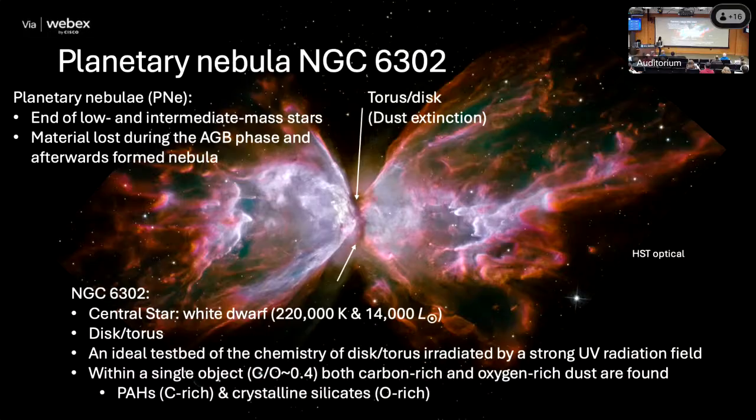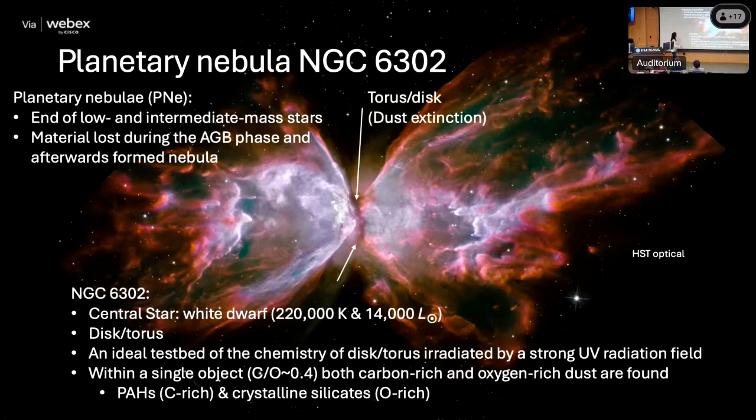So NGC 6302, that is our target. The central star is a white dwarf, and the temperature is about 200,000 Kelvin. So it's one of the hottest central stars of planetary nebulae we know so far. And the luminosity is about 1400 solar luminosities. So in terms of stellar evolution, it's at the very top of the white dwarf phase. It has not cooled down yet. It's just at the top of the luminosity range of white dwarfs. It has a disk, or maybe a torus, I should say, because of the thickness. So that's making dust extinction in optical.